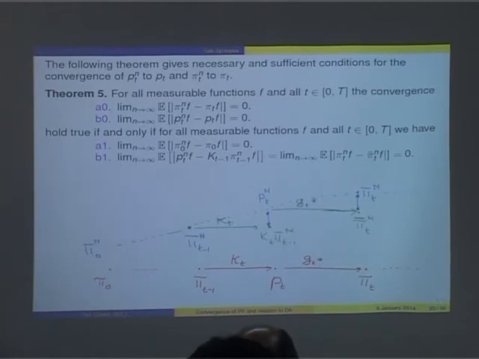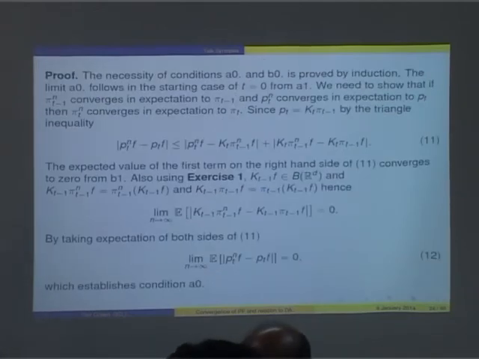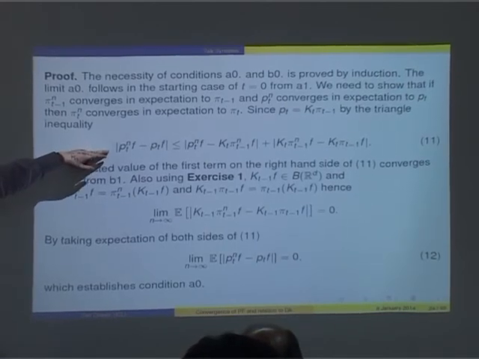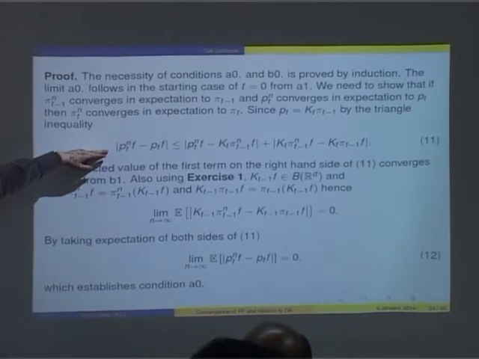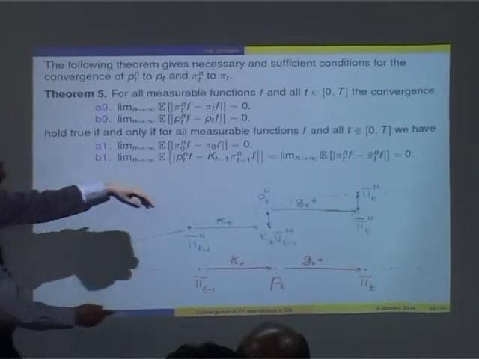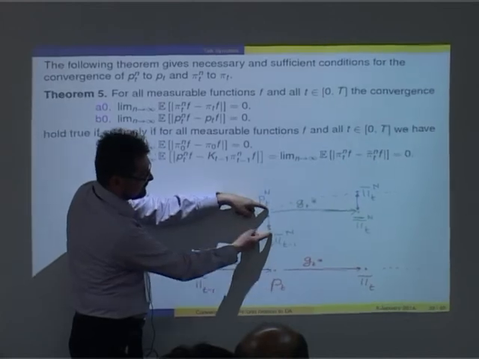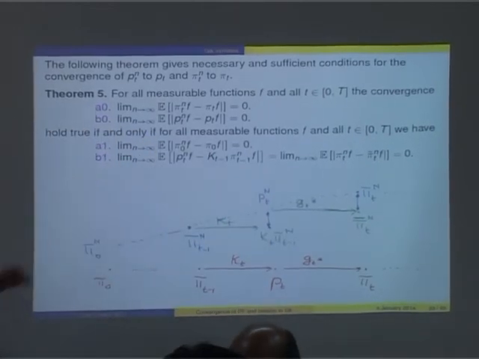Okay, so the proof. The proof is actually very simple, and I'm not going to do a lot of it. I'm just going to take you through it, and of course you'll get the slides and you can get the details there. To get to the necessary part, you have this inequality here, which is just the triangle inequality. It comes from here. The difference between this and this is less than the difference between this and this plus the difference between this and this. It's as simple as that.